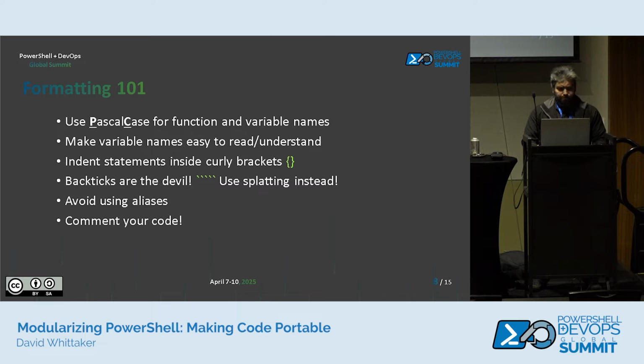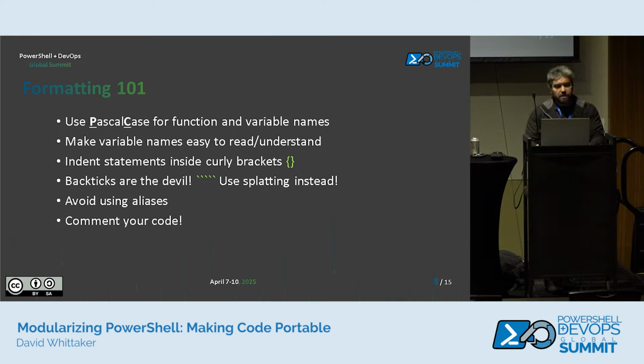So, there is no official style guide for PowerShell. There are some unofficial guides. I've included a link to one of the more popular ones in the labs. But some of the more important ones that I've found is use Pascal case for function and variable names. It just makes things easy to read. What that means is you'll have a single word that might be a concatenation of multiple words. Just capitalize the first letter of each of them.